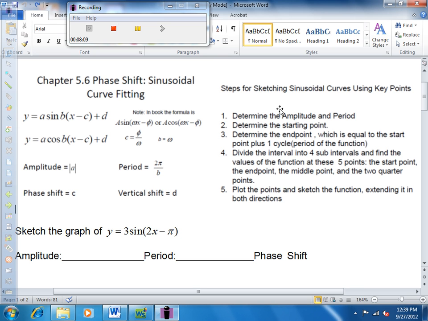Yeah, I did that. So anyway, these are some of the steps when you're graphing these by hand. Because you will have to determine the amplitude and period, which we kind of talked about last time. Determine the starting point. Determine the end point, which is equal to the start point plus one cycle. In other words, you add the period to the start point. Divide the interval into 4 subintervals and so on and so forth, and then plot the points and sketch the function, sketching it in both directions. So let's try to do that with this one right here.